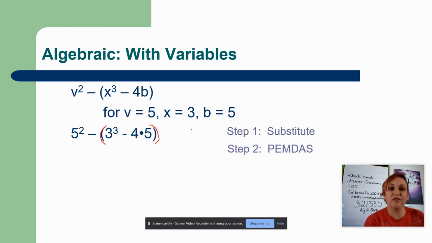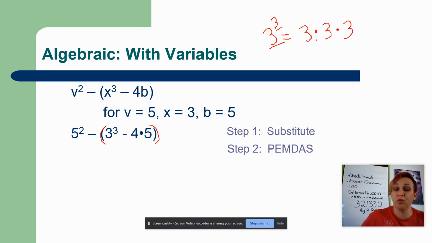When I'm doing the math inside the parentheses, I need to follow my order of operations again. So I need to do my exponents before my subtracting and before my multiplying. Just a refresher on how exponents work, 3 to the third means I'm going to write the big number 3 times because the little number was 3. And we're going to multiply those all together. So big number gets written 3 times and it's being multiplied. 3 times 3 times 3 is 27.